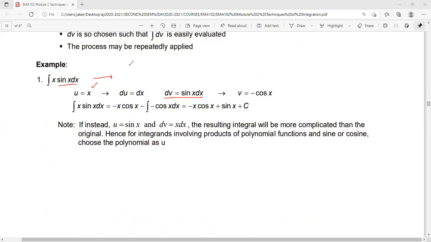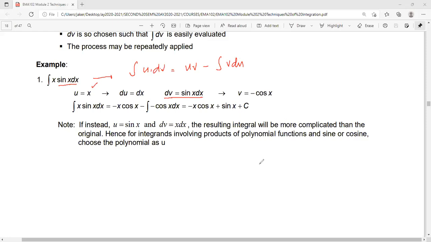This is like writing it as u dv, in that particular order. Your x is the u, and the sine of x dx is the dv. Since integration by parts follows the formula uv minus the integral of v du, that's the formula for integration by parts. This is how you're going to do it, so that you will not get confused on how to process the given integral.